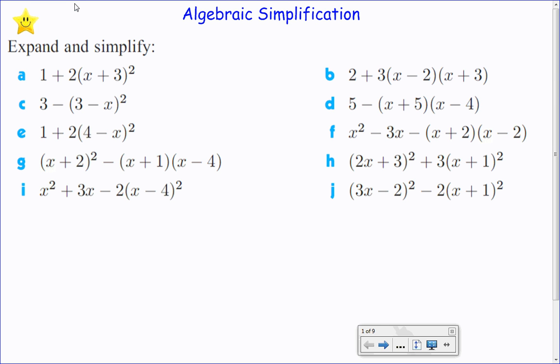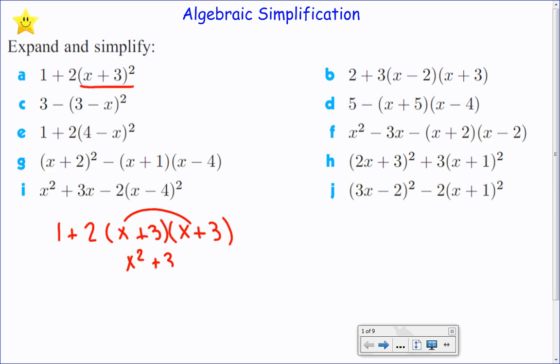Okay, so just a review of expansion. I know we've already done this, but just so we're all on the same page. Remember, when you square a binomial like this, we have to multiply it by itself. So we will be FOILing it by itself. That's what it means to square something. So we'll FOIL, we'll multiply x times x is x squared plus 3x plus 3x plus 9.